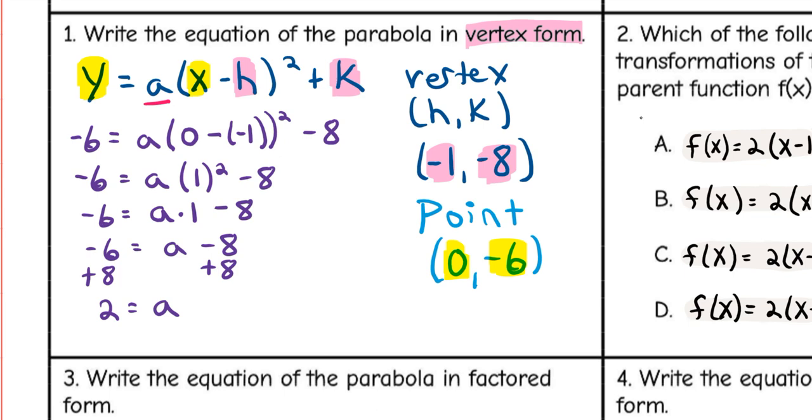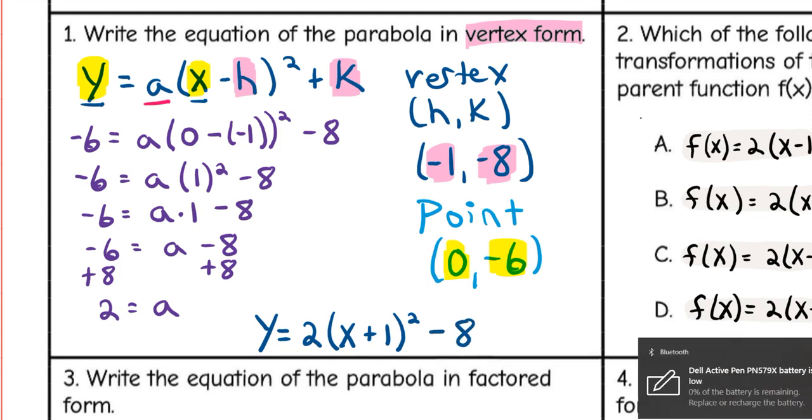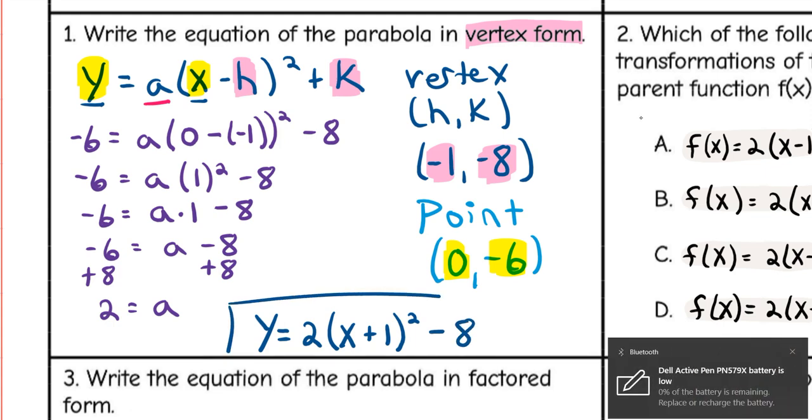So I'm now going to put that all together in my vertex form. I'm going to leave the y and the x, but put in the h, k, and the a. So here we go. y equals a, which is 2, times the quantity of x minus a -1, which is +1, quantity squared, minus 8. And now we have our vertex form.